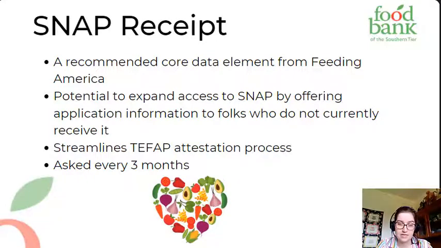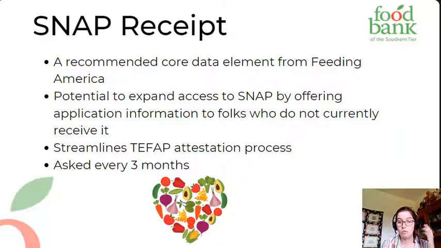And moving on to SNAP receipt, this is also something that Feeding America recommends as a core data element. And there's a few reasons for this. One is that there are many different types of assistance folks could be on, but SNAP, Feeding America believes, gives the most information, is maybe the most helpful to know out of TANF, SSI, other things like that. The other reason is that SNAP is the first line of defense against hunger. And so if we are able to expand access to SNAP by offering application information to people who don't currently receive it, that's a big benefit.